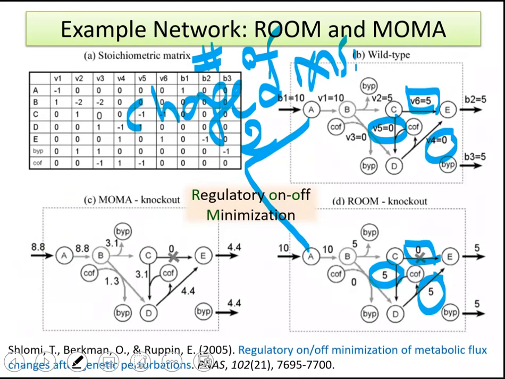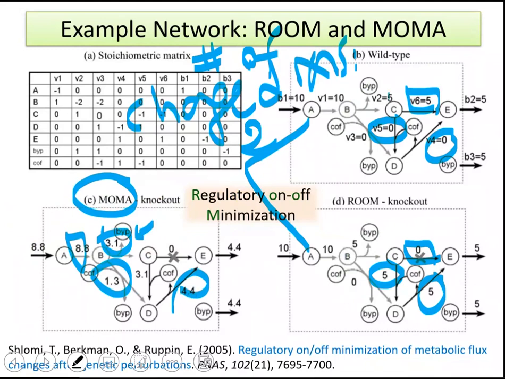On the other hand, in the MoMA solution, this flux changed, this flux changed, this flux changed, this flux changed, maybe a little bit compared to the wild type. It was 5, it is 3 now. It was 0, it is 1.3 now. But all the fluxes changed. So ROOM says that this is indeed a burden for the cell. I mean, in reality, the cell wouldn't want to do this.